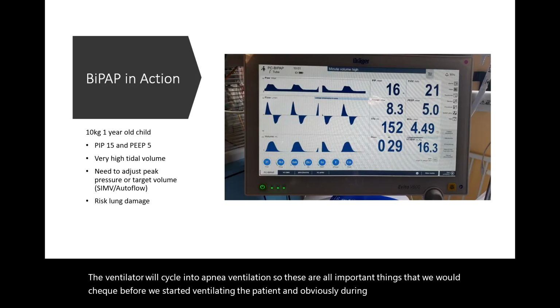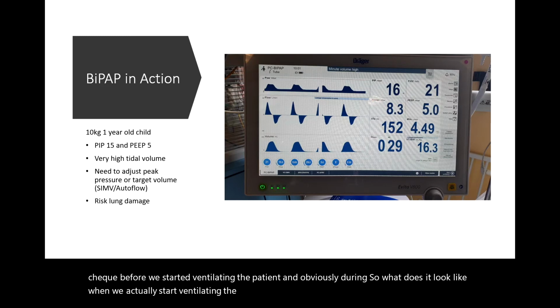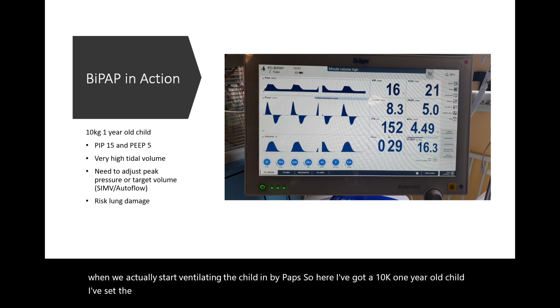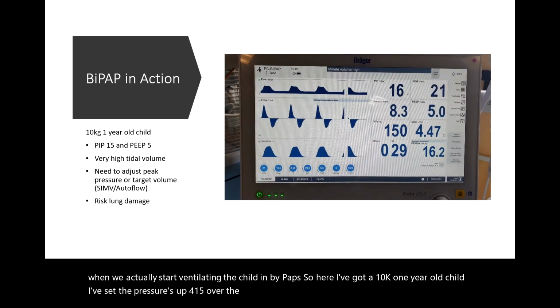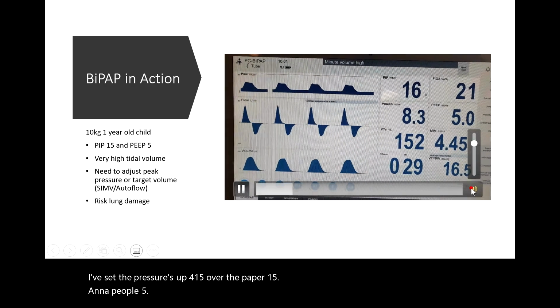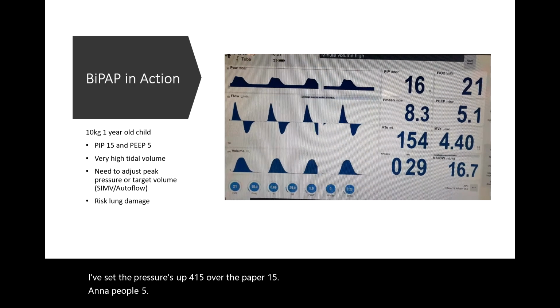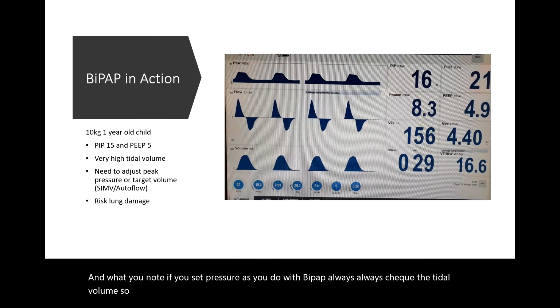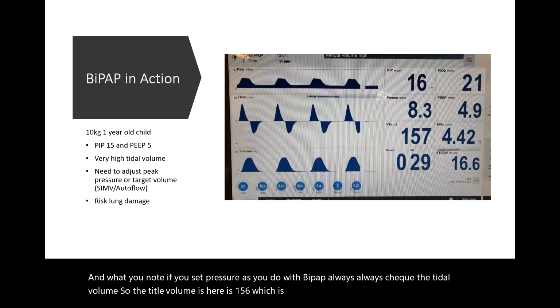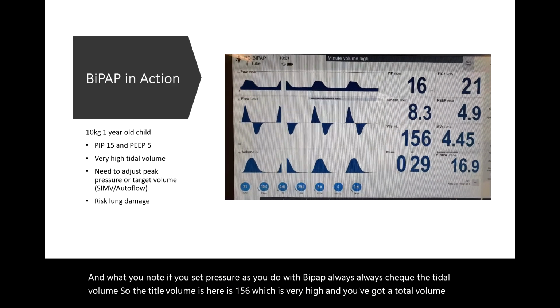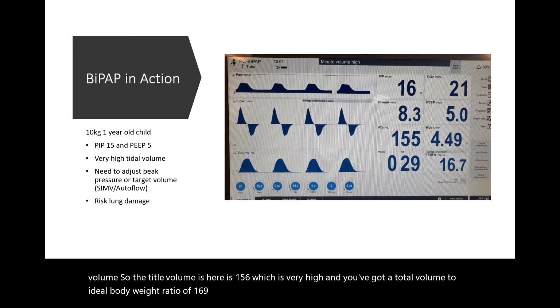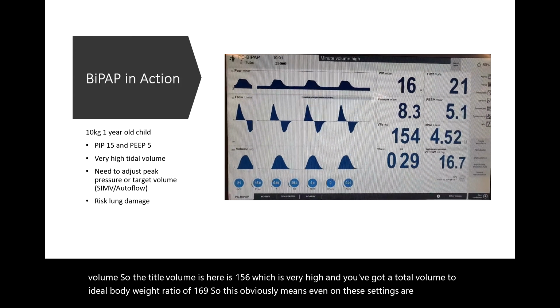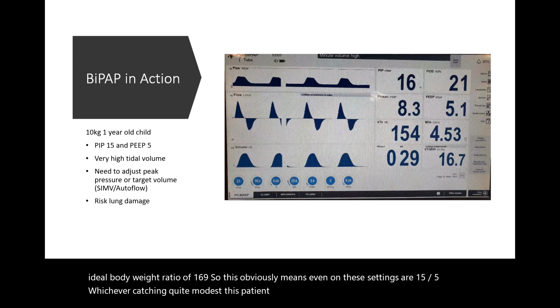So what does it look like when we actually start ventilating the child in BiPAP? Here I've got a 10 kilo 1-year-old child. I've set the pressures up with a PIP of 15 and a PEEP of 5. What you note is if you set pressure, as you do with BiPAP, always check the tidal volume. The tidal volume here is 156, which is very high. And you've got a tidal volume to ideal body weight ratio of 16.9. So this obviously means even on these settings of 15/5, which are actually quite modest, this patient is overventilated, and we would need to do something because we're risking lung damage.